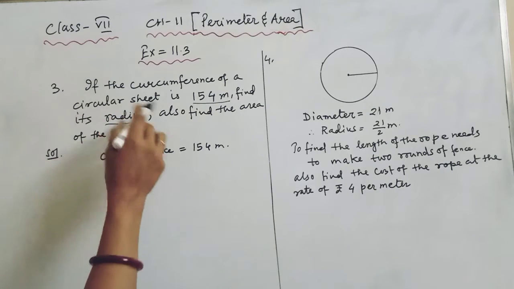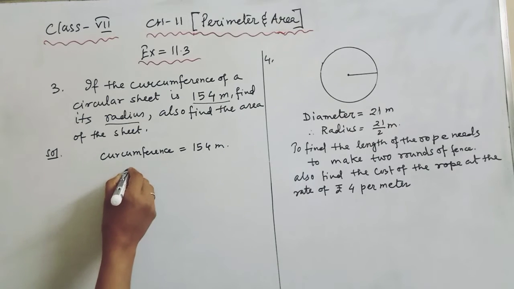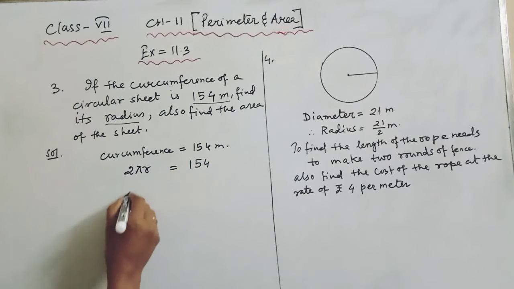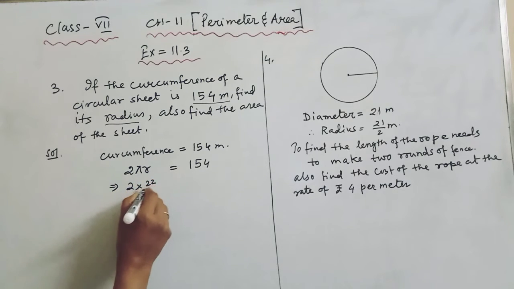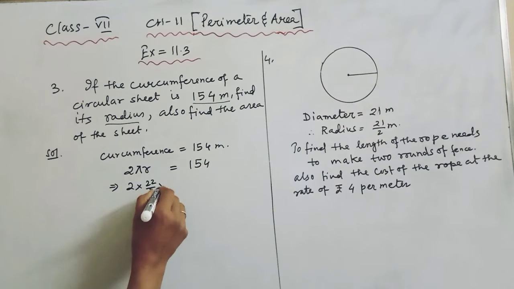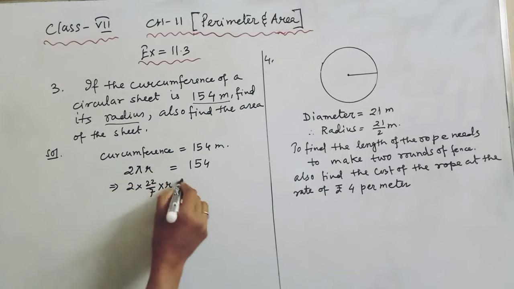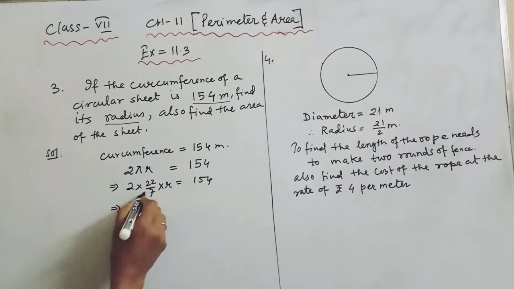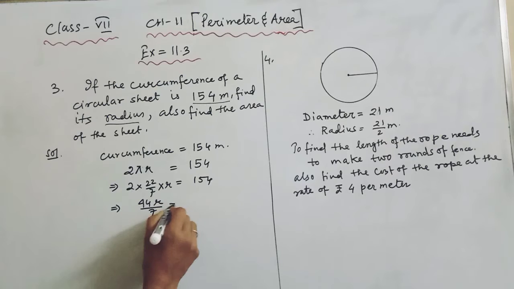So circumference of the circular sheet is given, 154 meter. You know that the formula of circumference is 2 pi r is equal to 154 meter. Now value of pi is given as 22 by 7, and radius we don't know. We have to find the radius. To find the radius by using the circumference, you can find it easily. 2 into 22 by 7 r, that is 44 r by 7, is equal to 154.